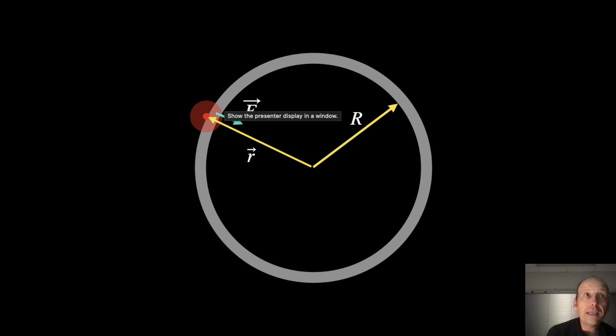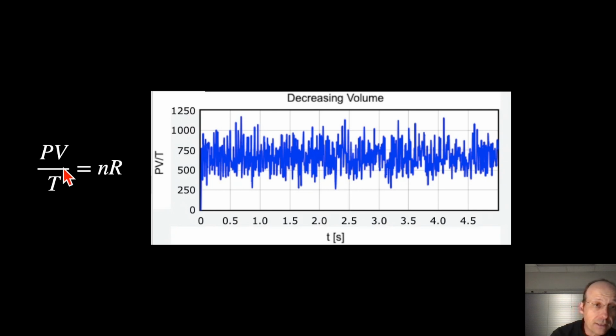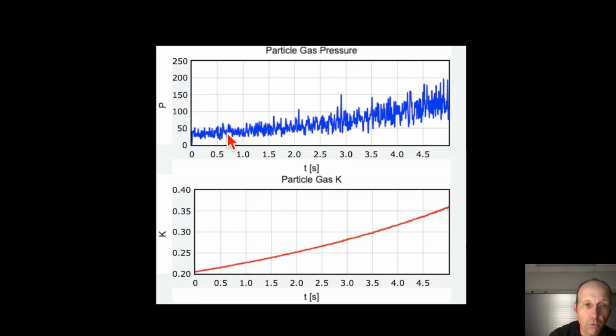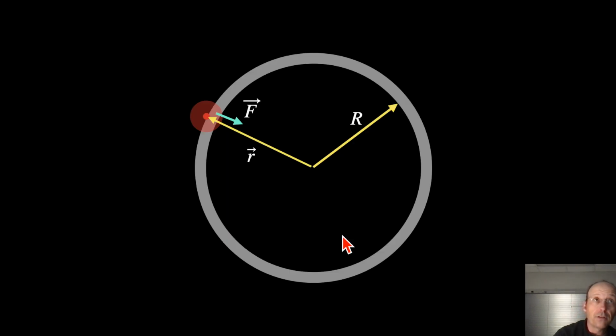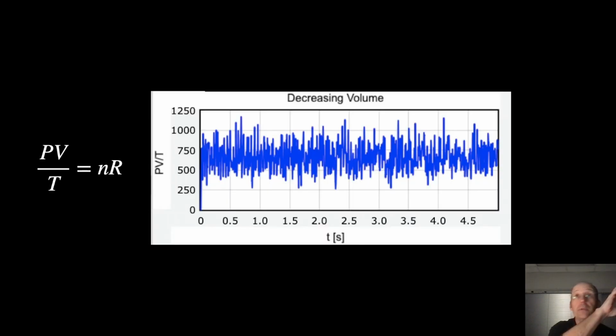But I can look at what should be constant. If I solve for PV over T, all those things change, but nR does not change. So PV over T should be constant. So I can calculate PV and T. I'm technically doing kinetic energy, right? Okay. And if I plot that, you can see it stays fairly constant. This is clearly increasing in pressure, right? And the temperature increases really nicely. But PV over T does not increase and stays constant. So I think things are working well.